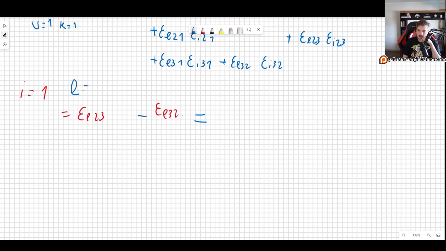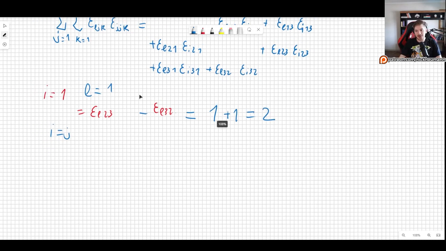Now, what are the possible values for L here? If L is equal to 1, then we have 1, 2, 3, which is 1, minus 1, 3, 2, which is minus 1, so we get plus 1, so we get 2. But if L is equal to 2 or 3, then we get 2, 2, 3, which is 0, or 3, 2, 3, which is also 0, because it's a repeated index. And here we also get either 2, 3, 2 or 3, 3, 2. In both of those cases, it's 0. So this is only non-zero if i is equal to j in the case where i is equal to 1.